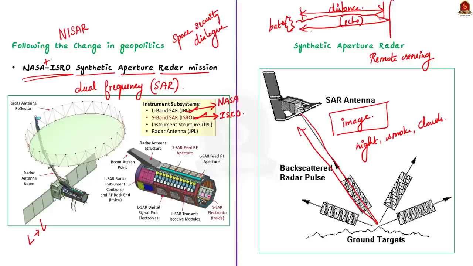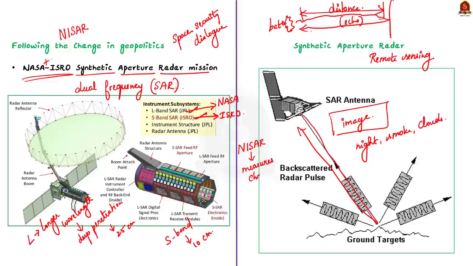Actually, longer wavelengths can penetrate clouds better and even the ground as well. Here, L-band radar has longer wavelengths and the penetration depth is up to 25 cm. And for the S-band, it is up to 10 cm. So, this NISAR mission would measure the changes in our planet's surface. And NISAR will also be capable of observing the Earth's land and ice-covered surfaces on a global scale.